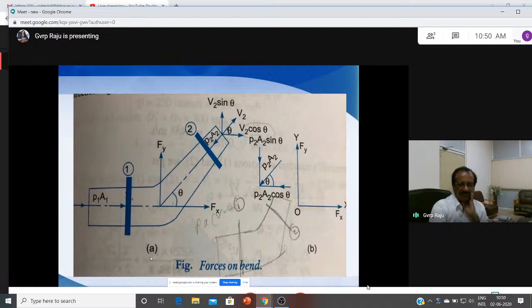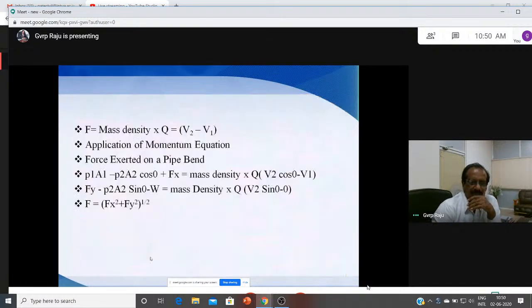So we have taken up the forces on the bend, and anyway we have GATE also. In the GATE examination there is again a problem on bend also. So we'll be discussing that while doing GATE questions. And it is required to find out.